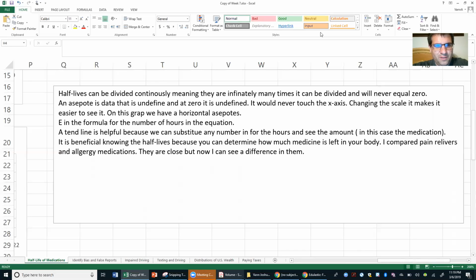It is beneficial knowing the half-lives because you can determine how much medicine is left in your body. I compared pain relievers and allergy medications. They are close, but now I can see a difference in them.